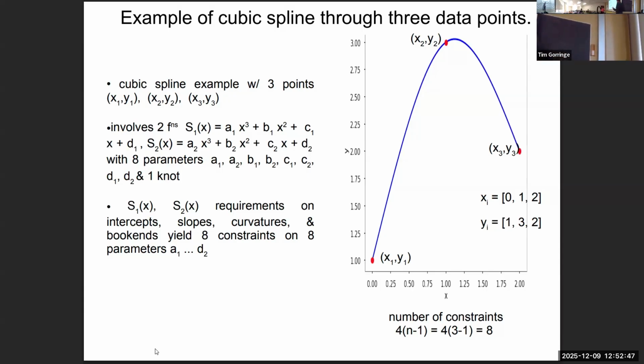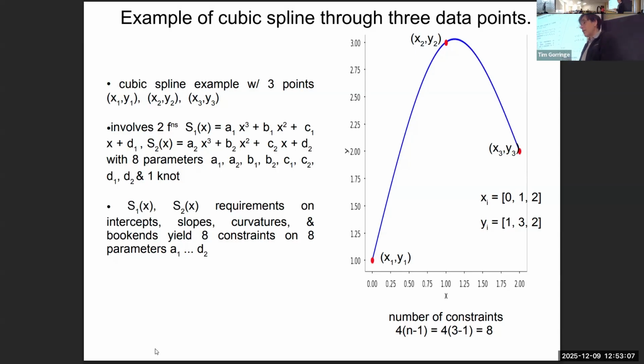So if you've got three data points, and on my plot here, I've got three data points: x1, y1, x2, y2, x3, y3. These are my three data points, and I want to put my piecewise cubic spline through these three data points.